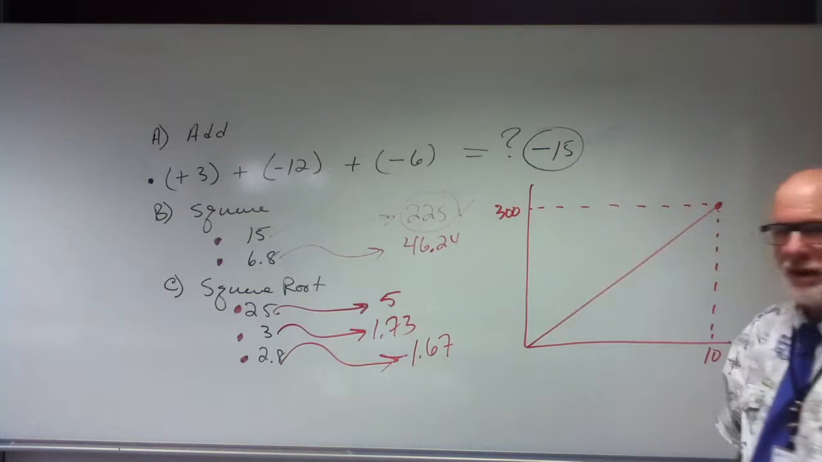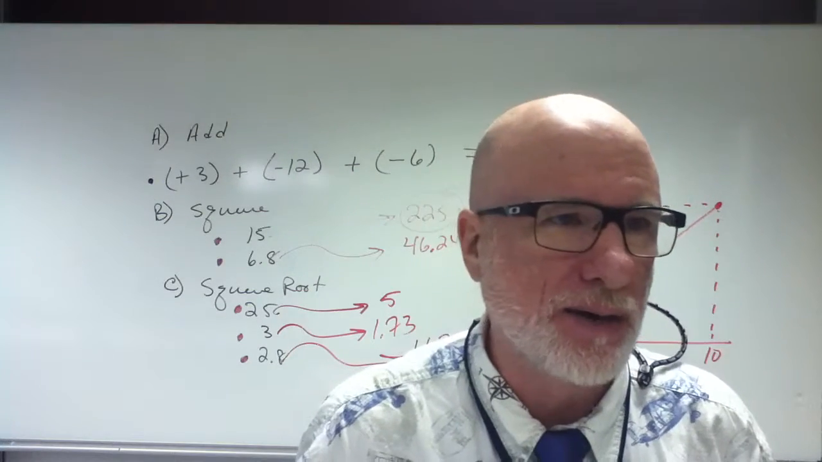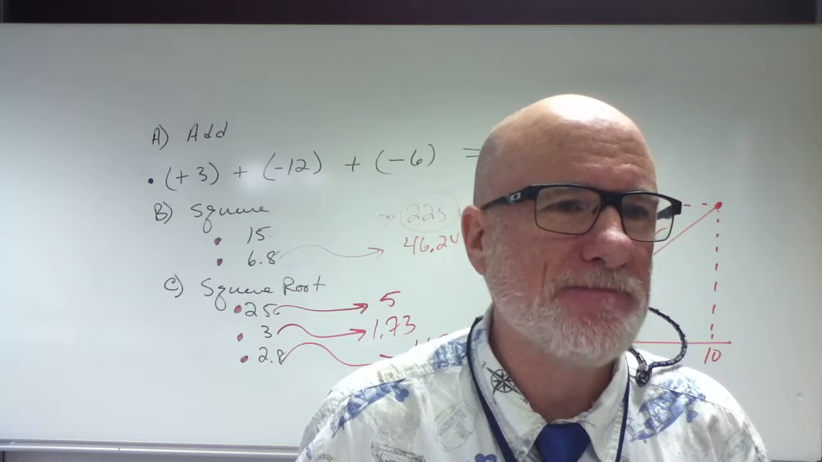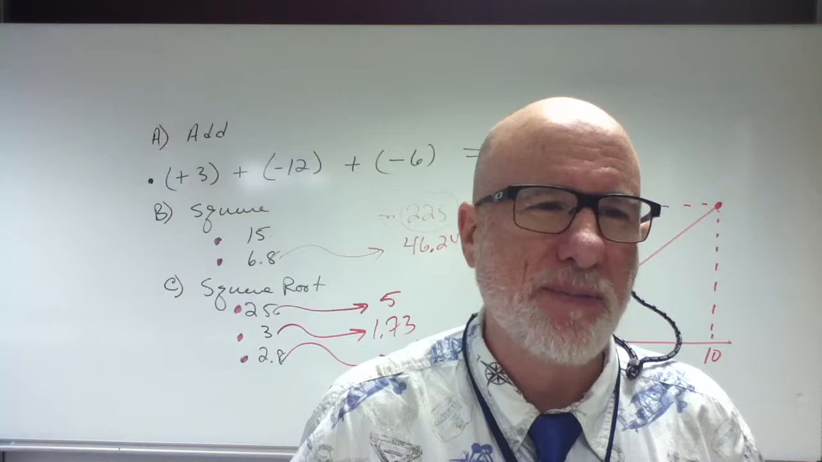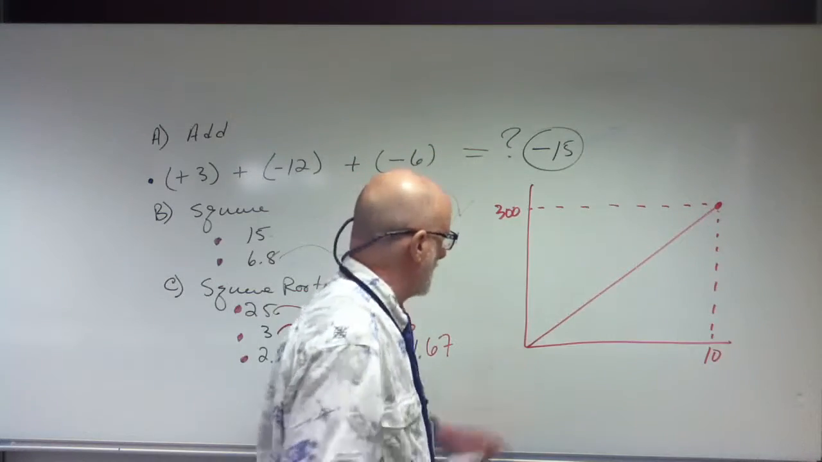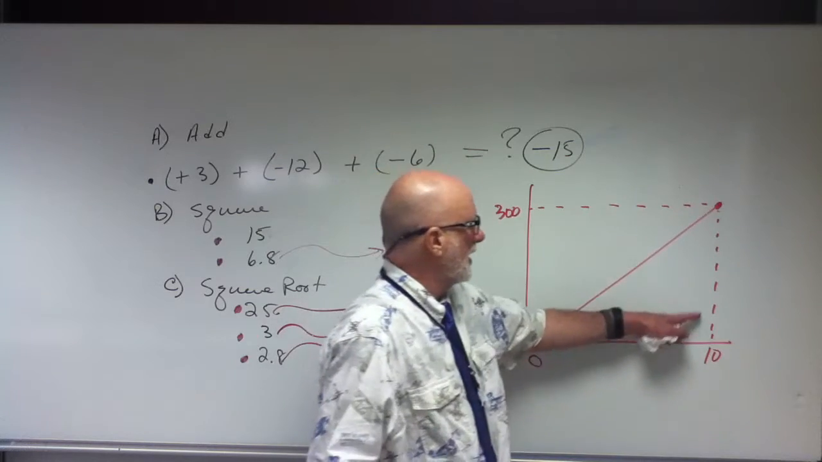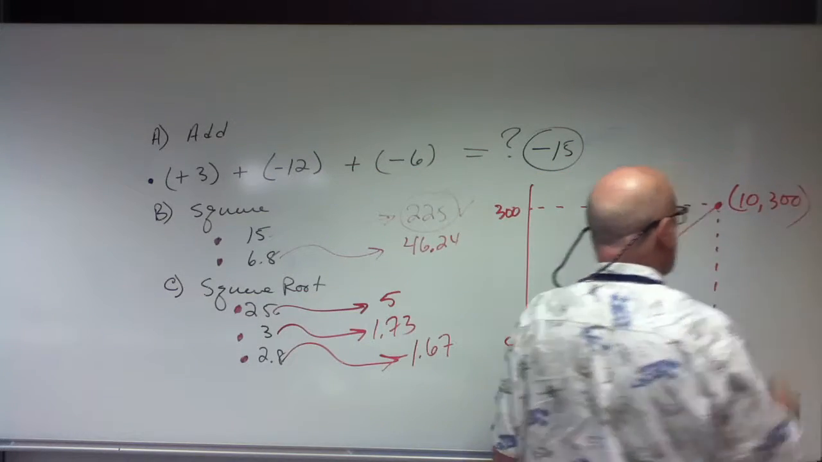Okay? What's the slope of the line? Alyssa, what's the slope of that line? I picked on you a lot the day before. We'll see if you remember. What's the slope of this line? It goes through 0, 0. This is point 10, 300.